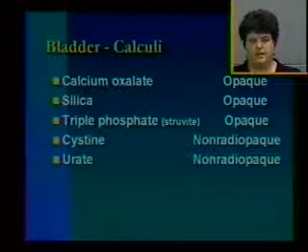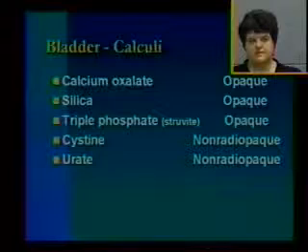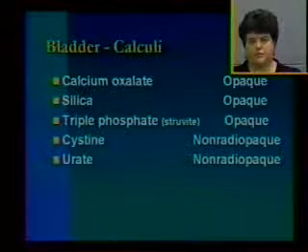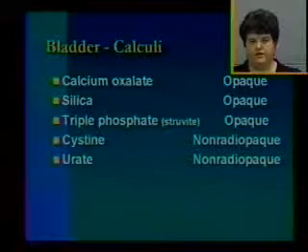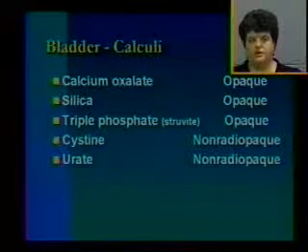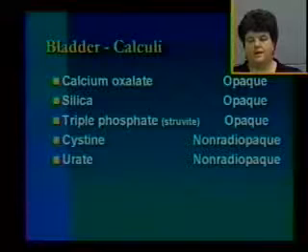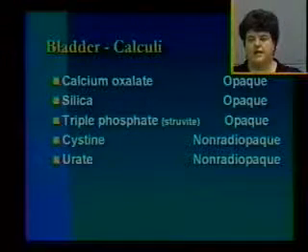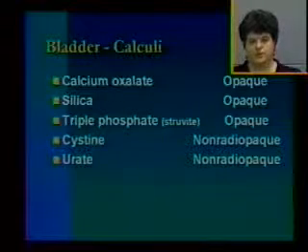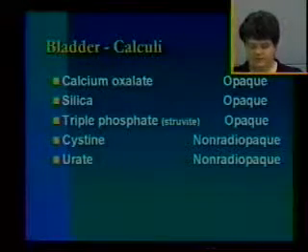It is radio-opaque. Calcium oxalate is the next most common. It is also radio-opaque. Silica, which are very rare, you can see radiographically. Cysteine, which are very uncommon, you cannot see on plain films. And urate, which are common in the Dalmatian and in the dogs with portosystemic shunts, you also cannot see on plain films.